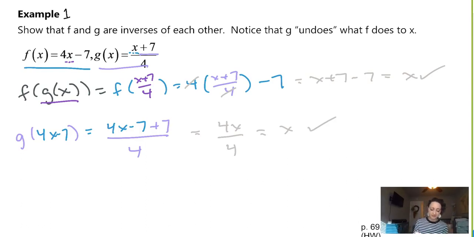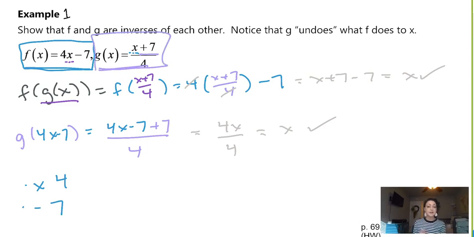Now here's what I want you to notice. Take a look at f for me one more time. If you plug in a value for x, what would you do first? You would multiply by 4, right? And then you would subtract 7. Now take a look at g of x. Let's take a look at the order there. If I plug in a number for x there, I would first add 7, and then I would divide by 4. That's the order of operations there, right? So notice that f and g have the opposite operations in the opposite order. That's what causes them to undo one another like this. That's what causes them to be inverses of each other.